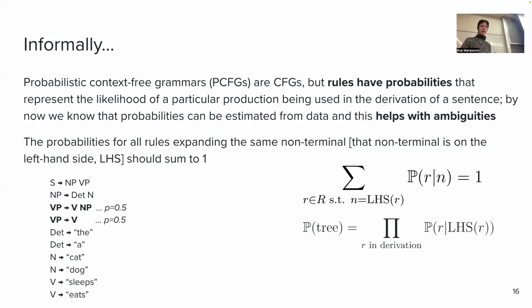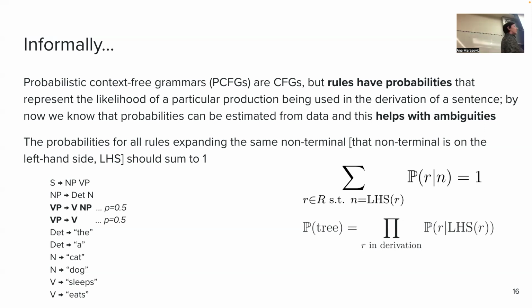Okay, so probabilistic CFGs, informally. I'm not introducing a mathematical definition here, although you can easily derive it. PCFGs are CFGs, so they are still a tuple of N, sigma, R, and S. But each one of the rules has a probability associated with it. These probabilities represent the likelihood of a particular production or rule being used in the derivation of a sentence. We have seen those structural ambiguities, so these probabilities tell us a little bit about which rules would be more likely.